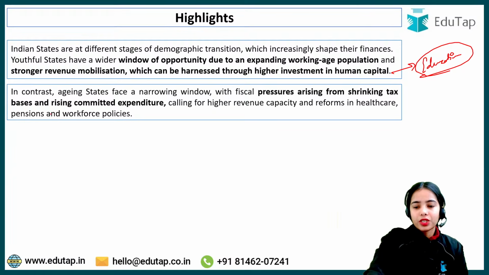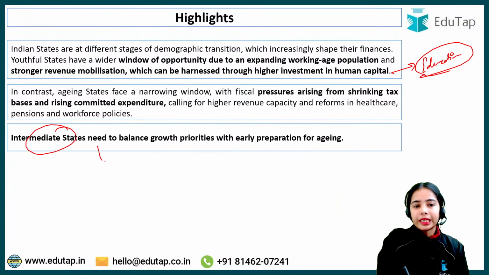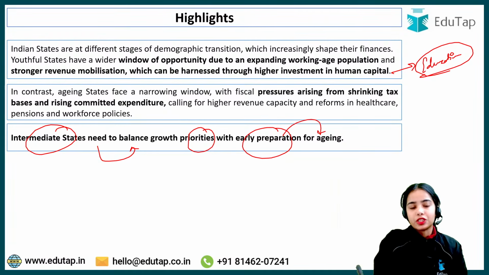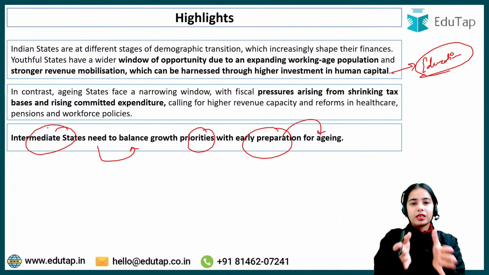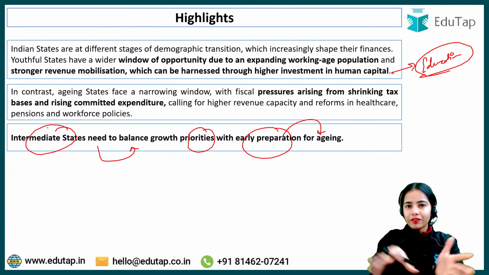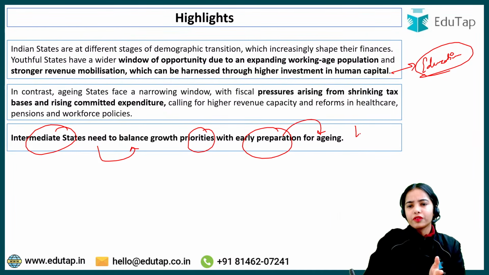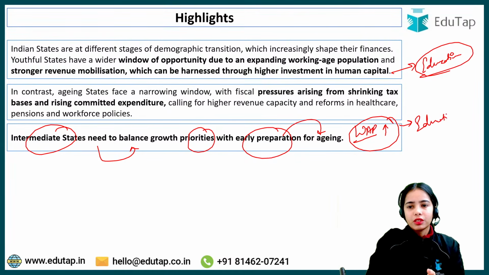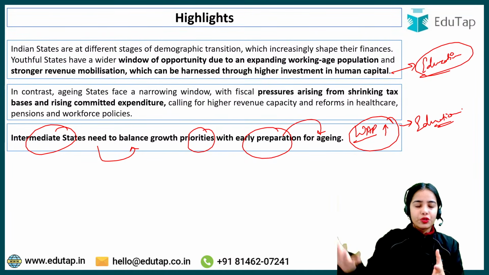Next, in contrast, the intermediate states need to balance both priorities with early preparation for aging. So intermediate states are in the middle, and they have the working age population, and they should also spend on education, higher education and such.